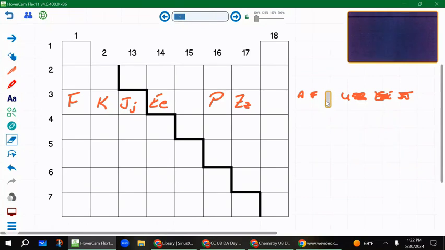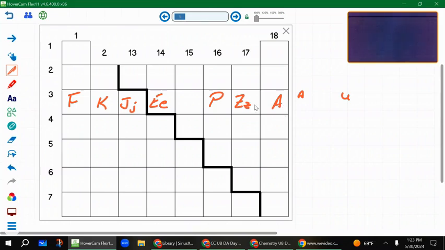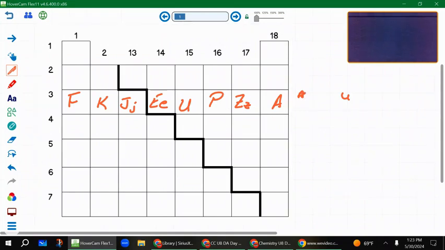All right. That leaves me with A and U. A has a full valence shell of electrons. Means it's a noble gas. Means U has to go right here, ladies and gentlemen. Didn't give you any other clue to put U in other than it's the last one remaining. Questions? All right.